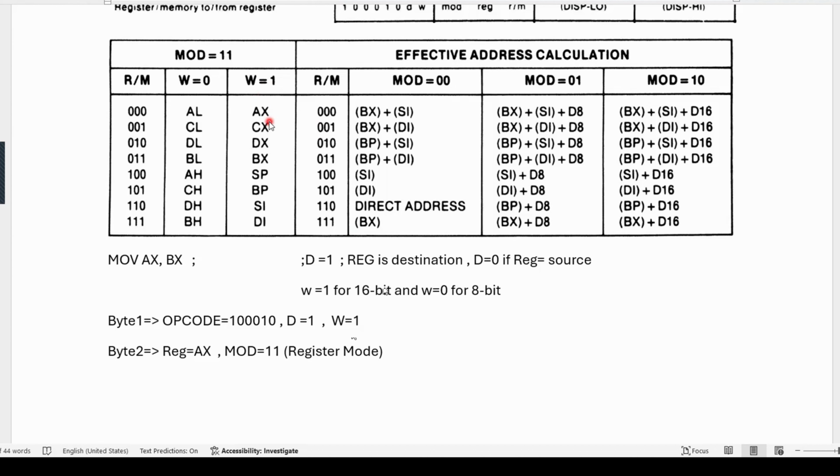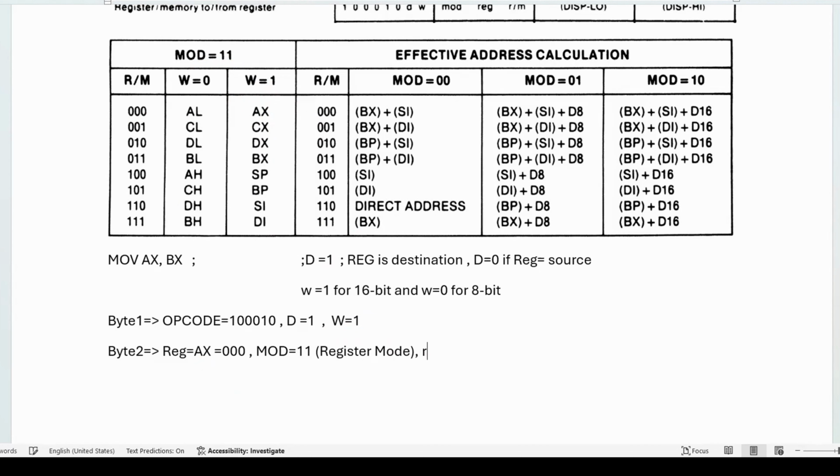And in that, we go to AX. And AX is equal to 000. I hope you can see that. Let me repeat. Mod equals 1, 1. We have just decided it is a register mode. Then we go for W equals 1. It is a W equals 1 case for this instruction. So for W equals 1, we look for our register, which is AX. If you find AX, AX is equal to 000. So what you're going to write, the equivalent binary form of AX, is 000.